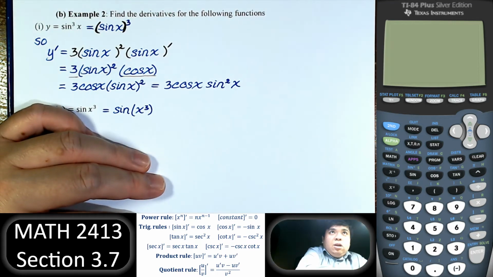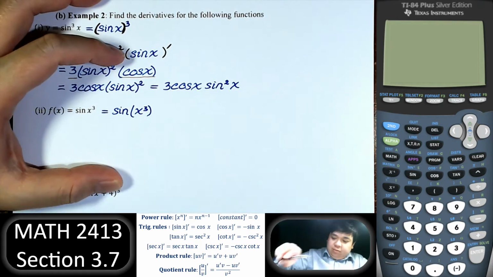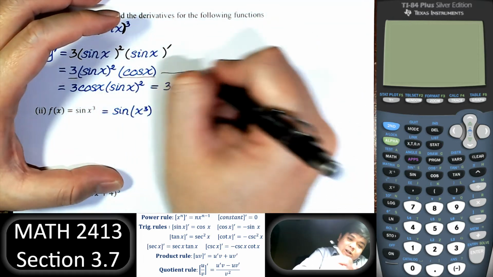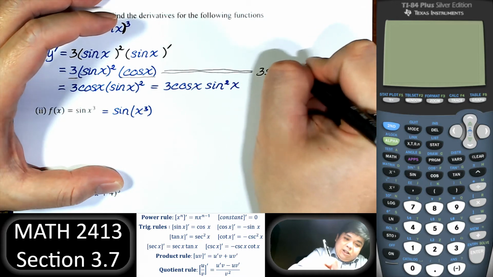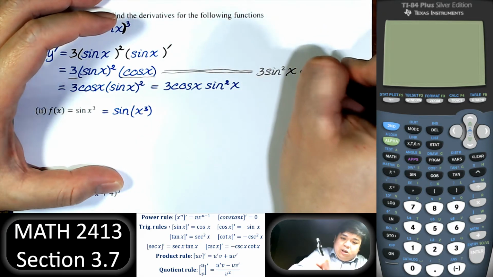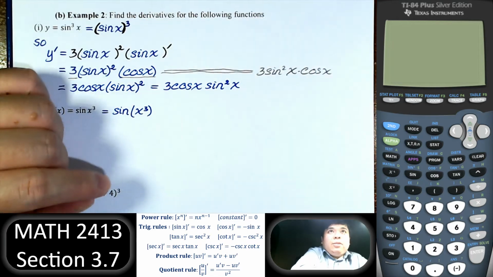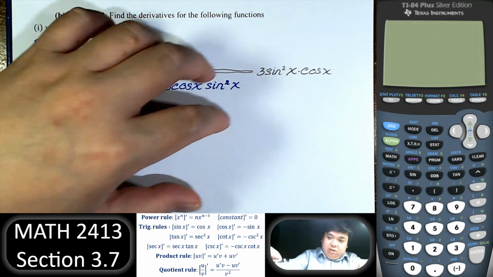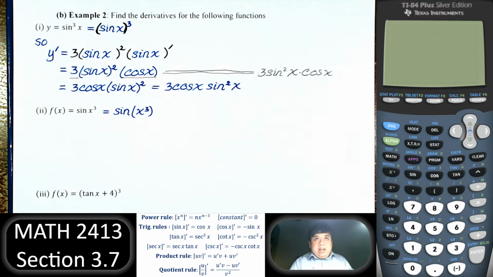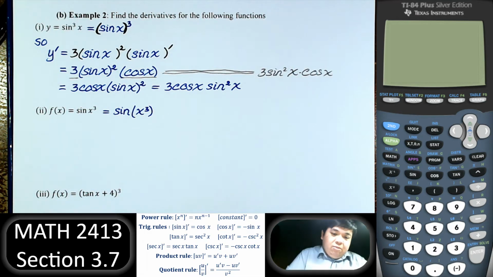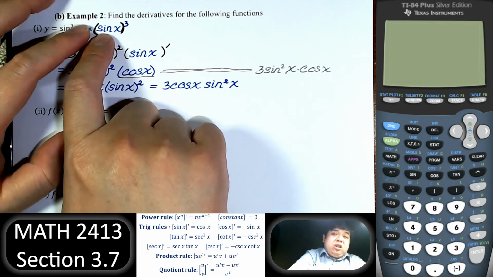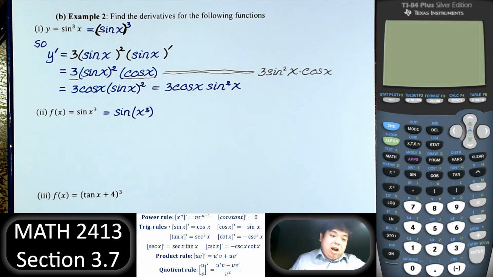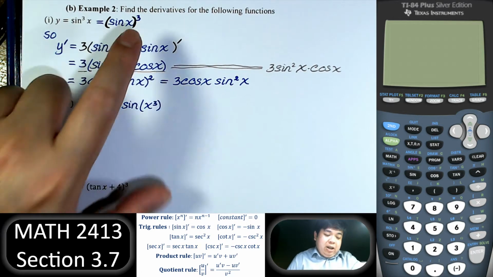Of course, you can also write 3 sine squared x cosine x. Yeah, that's perfectly fine too. We don't even need to write the multiplication if it is clear to understand. Then we just write it like that. So when we write the power right next to a trig function, that means we take the trig function first and then we raise that to the power. So same thing here and same thing there.